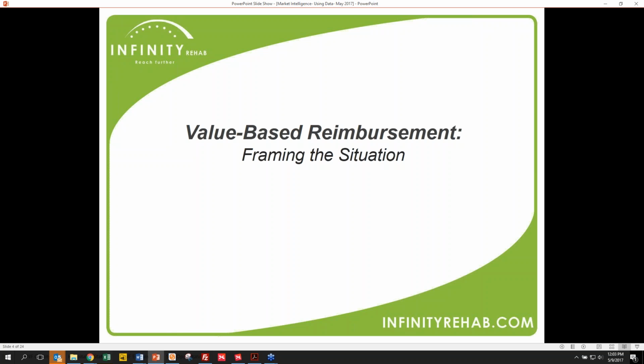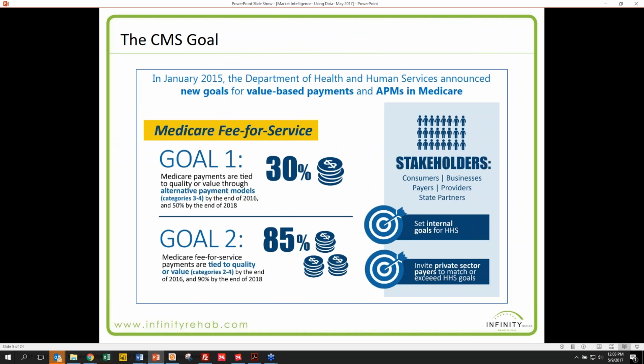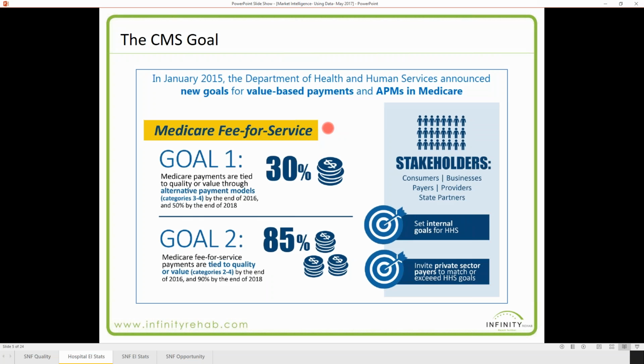That said, let's review all the information that may be helpful to mitigate our risk with respect to value-based reimbursement. First is framing the situation. As we all know, over the past couple of years, Medicare has set aggressive goals on managing Medicare costs better. In fact, these are actual goals they set out a few years ago. The first one is making sure that 30% of Medicare beneficiaries are in alternative payment models. The next one is that 85% of all Medicare fee-for-service payments will eventually be tied to quality or value.